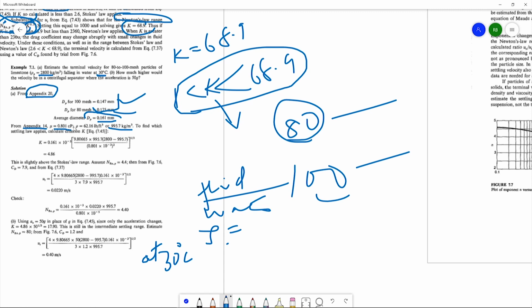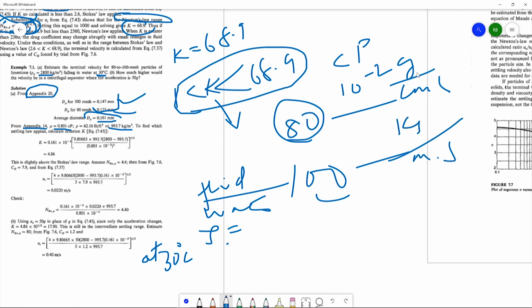Don't get confused by this centipoise. You know the centipoise: centi means 10 to the power minus 2, and poise is nothing but gram per centimeter second. Now you can convert it into kg per meter second also. So multiply or divide with the appropriate conversion factors.